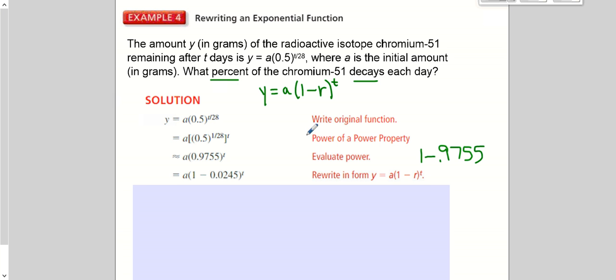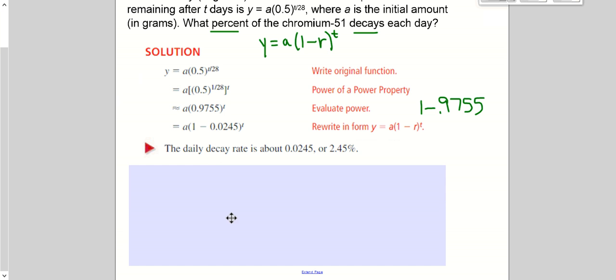All right, so we rewrite it this way, and we see that this is our rate, but we want that in a percent. So the daily decay rate is about 0.0245, or move your decimal place 2 places over towards where the percent sign goes to change it to a percent. So that's 2.45% decay. Okay, that is the decay rate. That's that chromium breaking down.